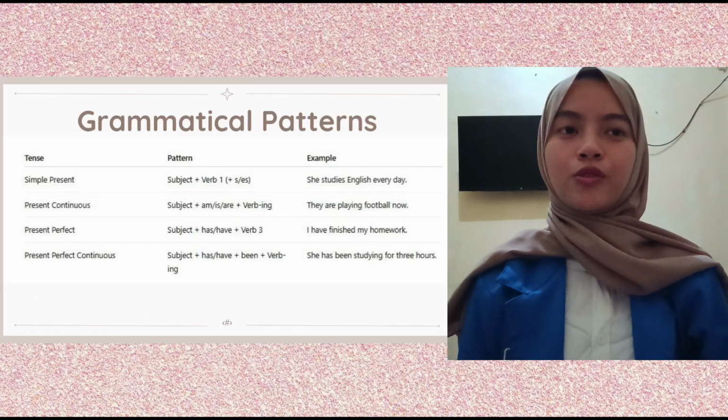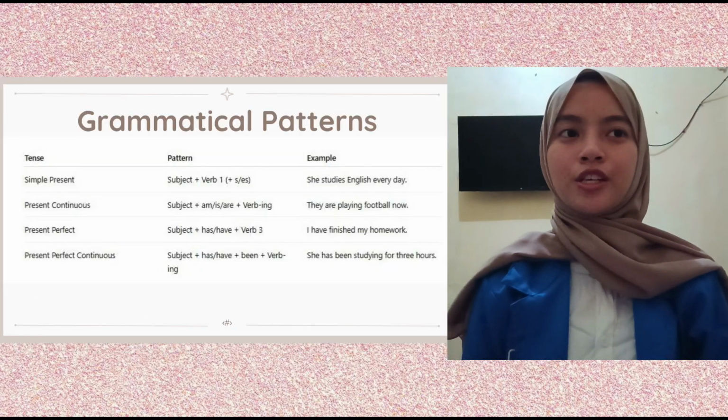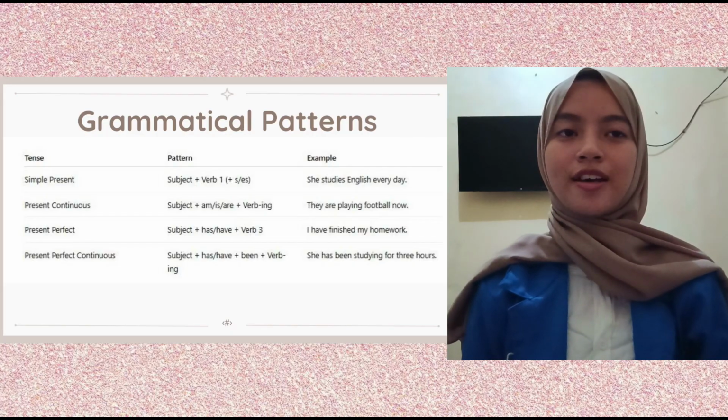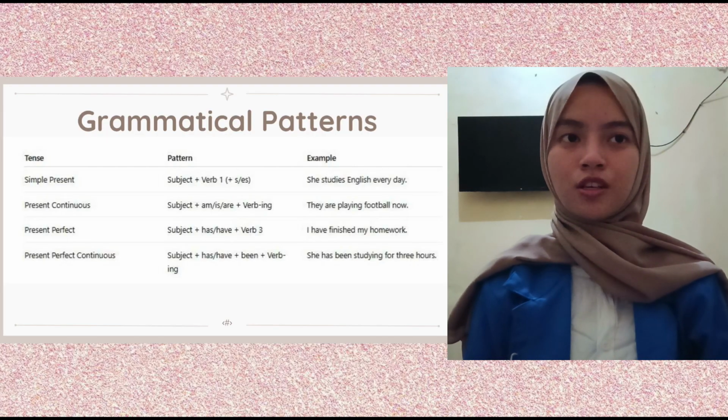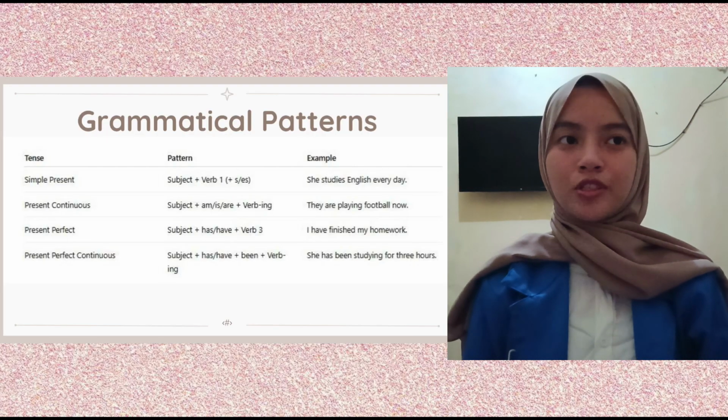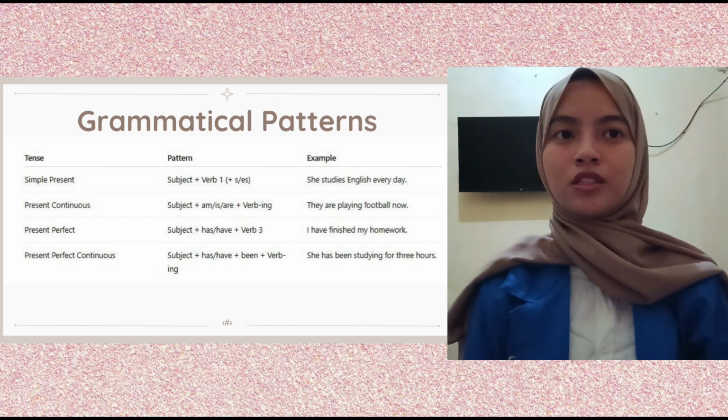This slide shows the grammatical patterns used in the tense aspect system. Each tense has its own formula and structure. Understanding these patterns helps us create correct sentences in English.